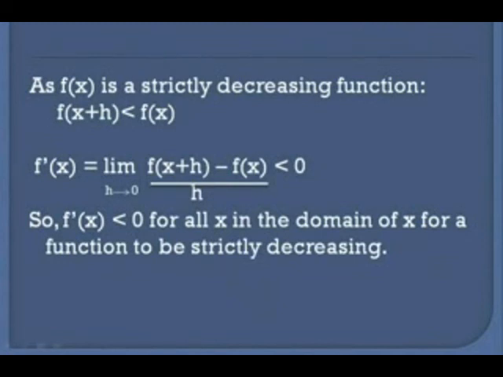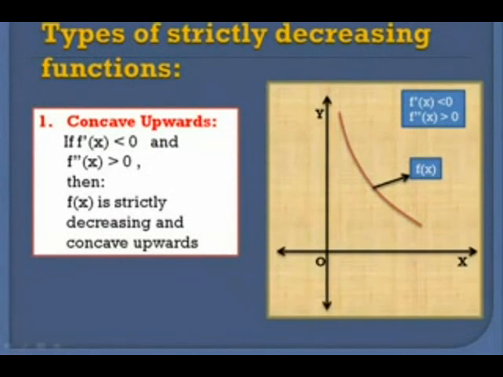Let's look at the different types of strictly decreasing functions. Now again they have got 3 categories. The first is concave upwards. Now if f dash x is less than 0 and f double dash x is greater than 0, then f(x) is a strictly decreasing function and is concave upwards. Now this represents the curve y equal to f(x). We see that this opens upwards but is a decreasing function. Thus the condition is f dash x should be less than 0 and f double dash x should be greater than 0.